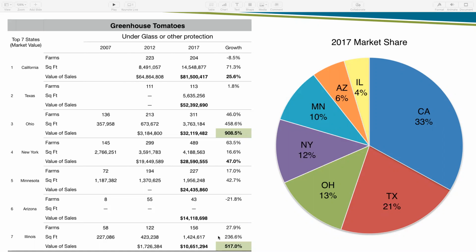It's interesting to note the change in number of farms and square footage when you do this. If you look at California, there are fewer farms, but a significant increase in square footage. And then if you compare that to Ohio, you've got a significant increase in the number of farms and a concurrent one, or more than that, I guess, in square footage. So it would be nice to have some way to compare those particular numbers, just to somewhat normalize the information.